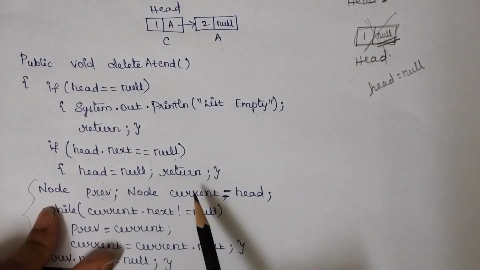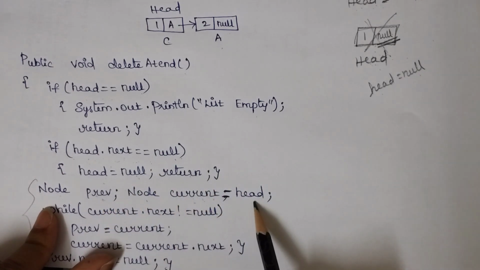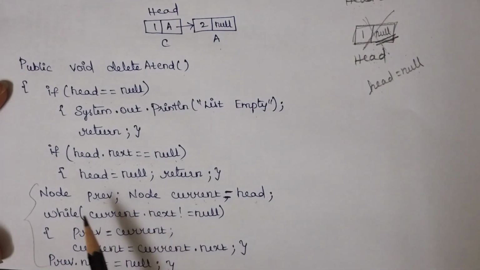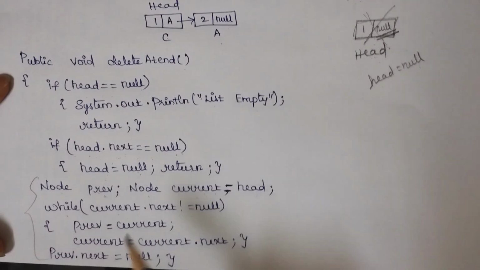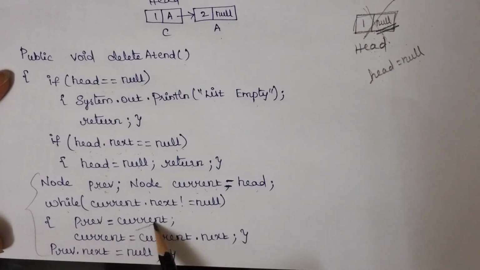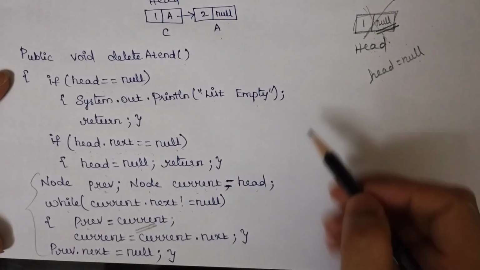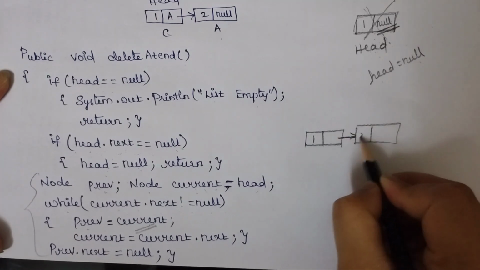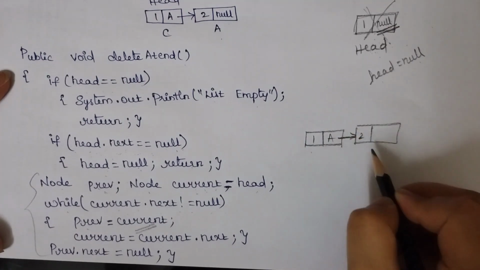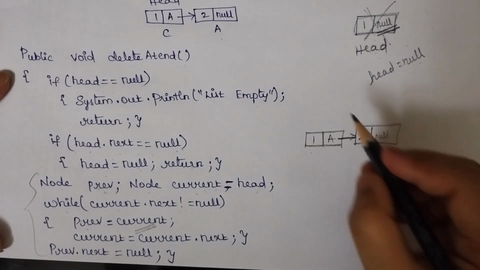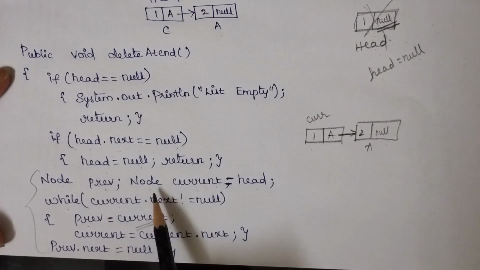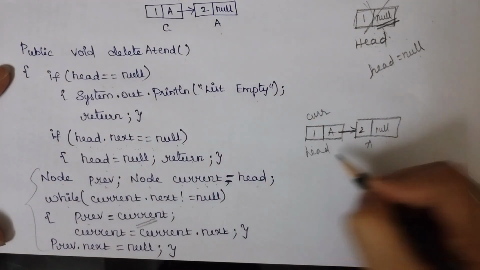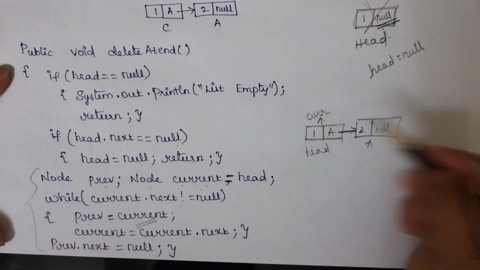So I have taken two nodes. One node is previous node and the next node is current node. Now my current node is pointing to head. So now you need to traverse. For traversal, you are using a while loop, current dot next not equal to null. Then you go inside, and here you are assigning the current node as the previous node. See here, I have two nodes, 1, 2, and this node is pointing to here, and this node is null. Initially, according to this statement, this is the head node and head node is pointing to current node. So this is my current node now.